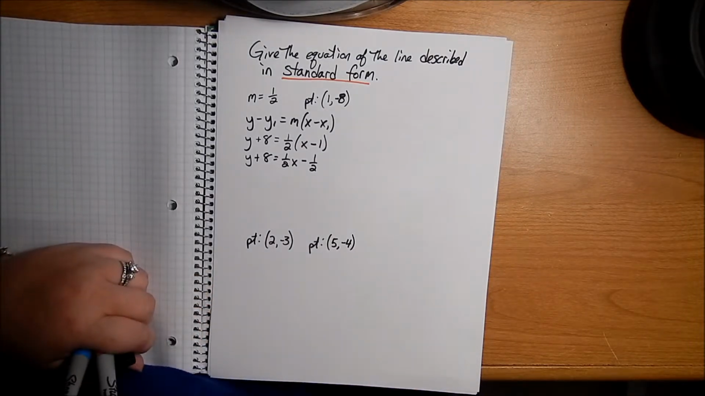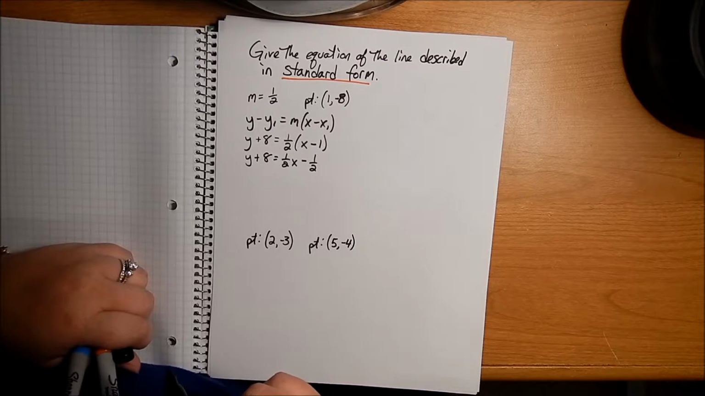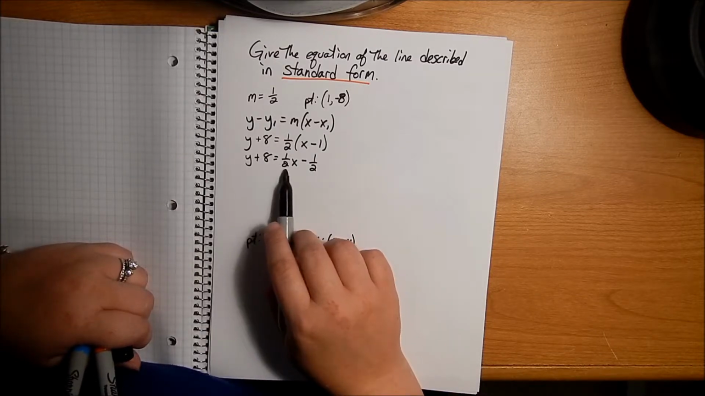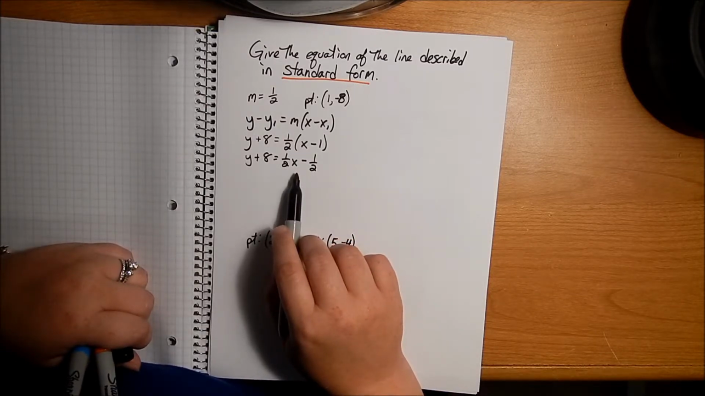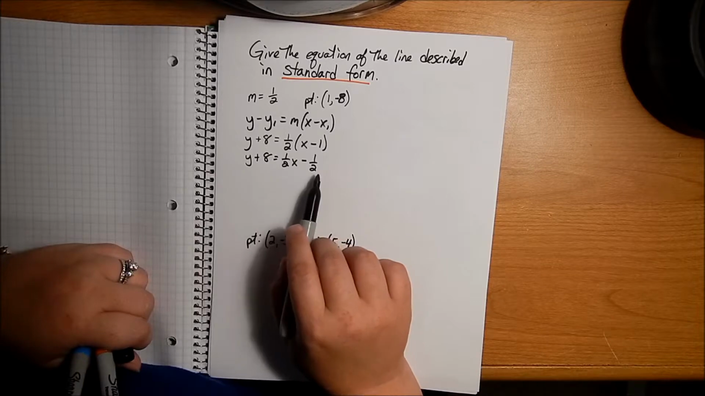Okay? Now, one thing that you want to remember is that I can't have any fractions in standard form. A, B, and C are all integers. That means they're either whole numbers or they're opposites. So I need to get rid of these 1/2s. Can you think of how to do that?